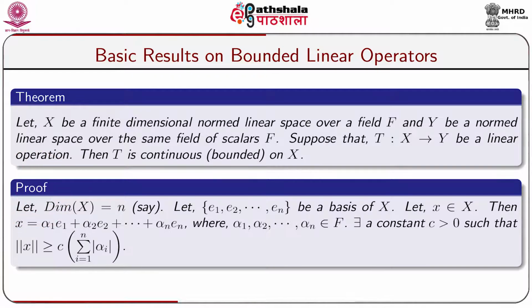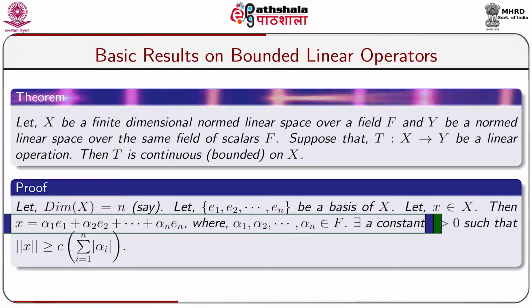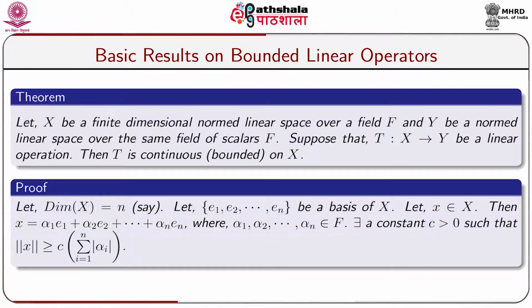Let the dimension of X be equal to n, say let E1, E2, ..., En be a basis of capital X. Let x belong to capital X, then x is equal to alpha 1 E1 plus alpha 2 E2 plus dot dot dot plus alpha n En, where alpha 1, alpha 2, ..., alpha n belong to capital F. Hence, there exists a constant c greater than 0 such that norm of x is greater than or equal to c times sigma i equal to 1 to n modulus of alpha i.